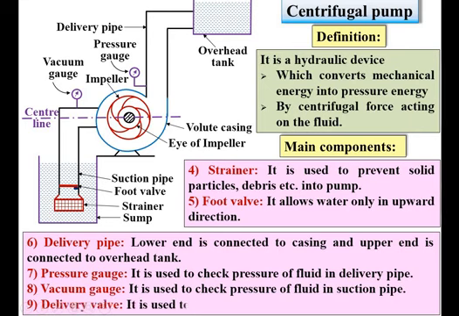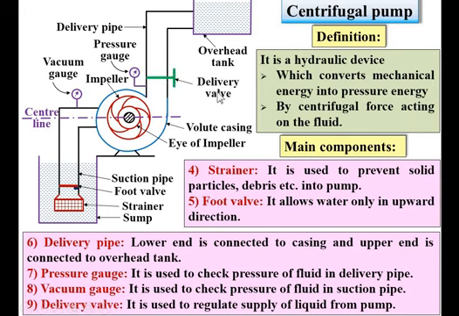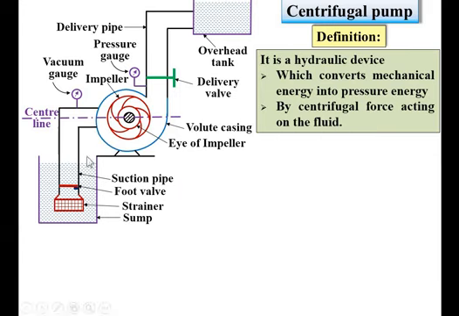Now next, delivery valve. It is used to regulate supply of liquid from the pump to the overhead tank, and that is also near to that pressure gauge. So this is the delivery valve. So we are going to mention over here the important terminology also in this figure.